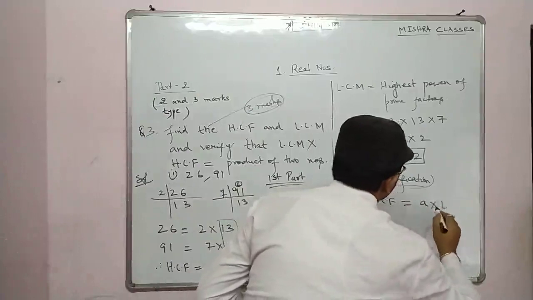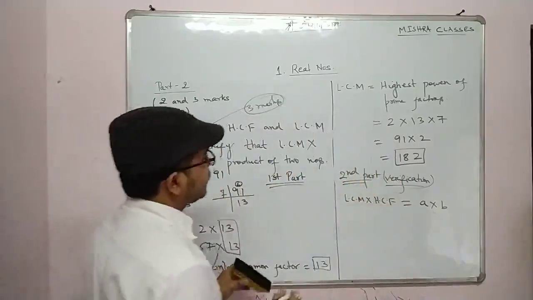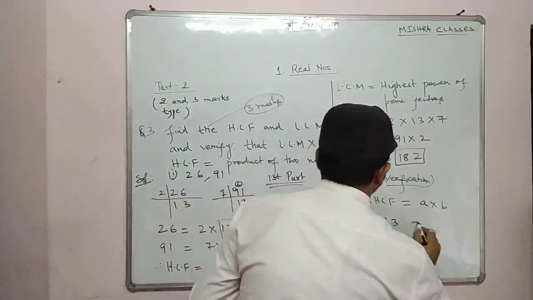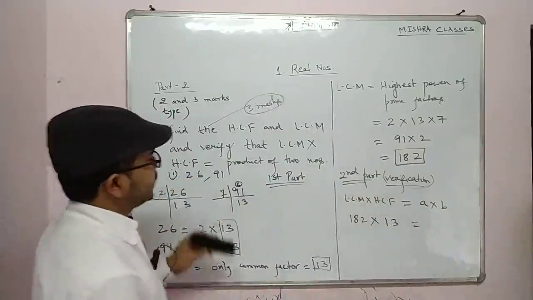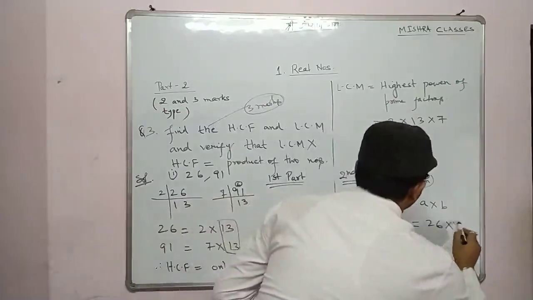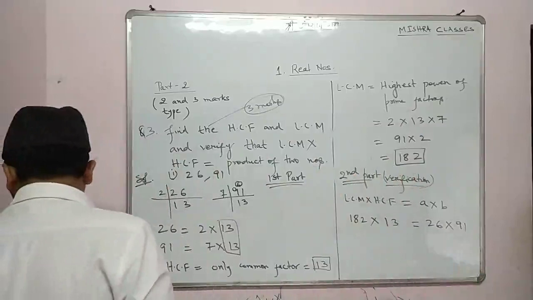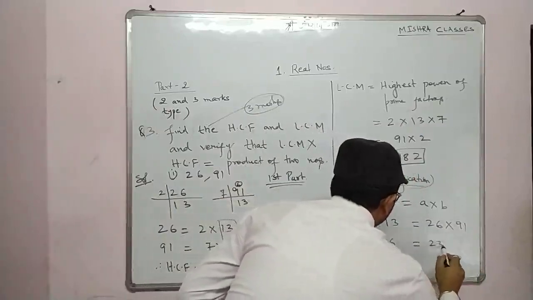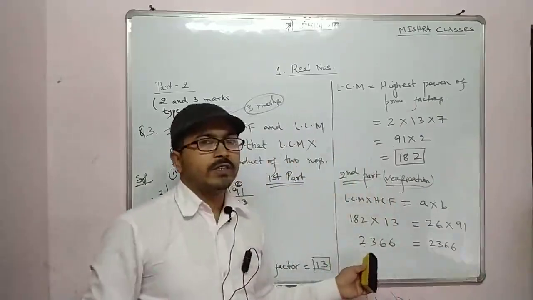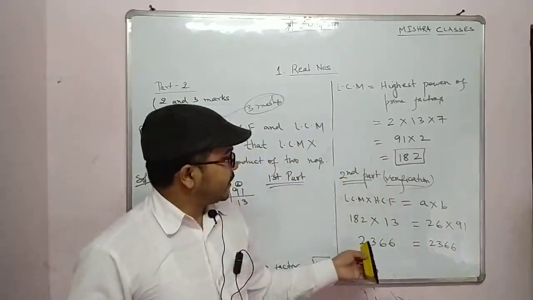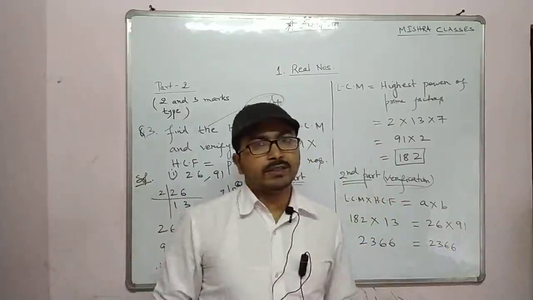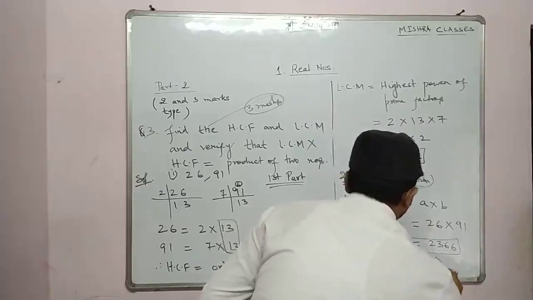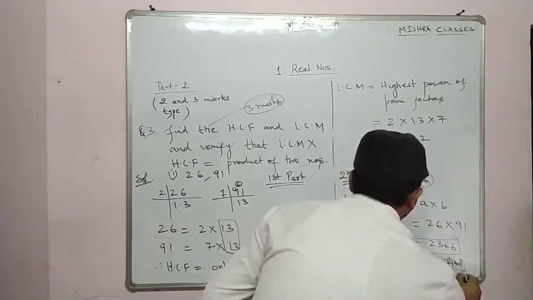What are the two numbers? The two numbers are A and B. How much is LCM? LCM is 182. How much is HCF? HCF is 13. What are the two numbers? The two numbers are 26 and 91. Now when we multiply, how much are we getting? 2366, and here also when we multiply, 2366. So what we are seeing is that LHS equals RHS. Is it clear? So we can say that yes, the formula is verified.